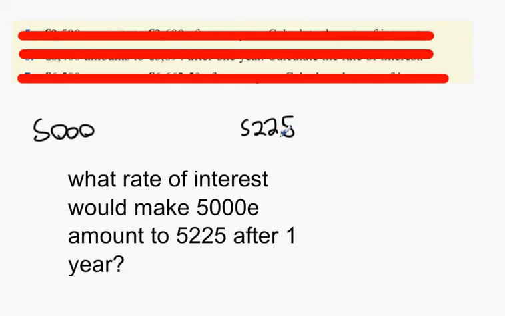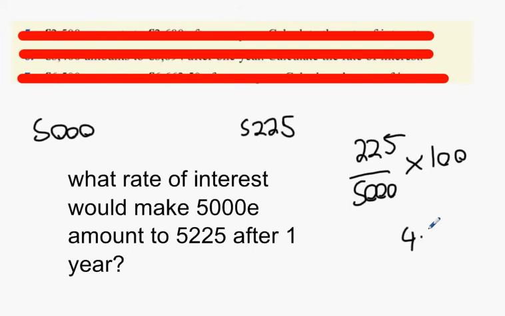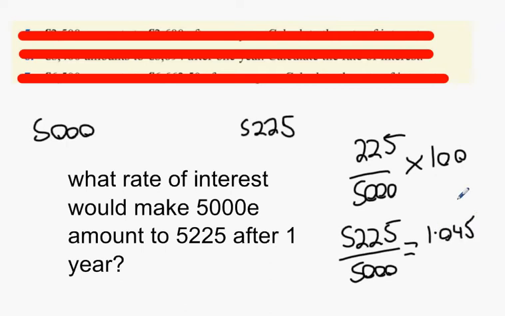So you can do it two different ways. The first way is you divide 225 by 5,000 and you multiply by 100. When you do that, you'll get 4.5%. Another way of doing it is if you got 5,225 and you divide it by 5,000, the number that would result in, is everybody looking? The number that would result in is 1.045, and we know that that's a number that adds on 4.5%.